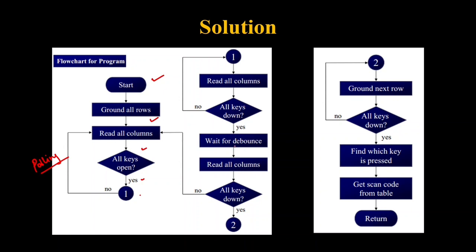We have a concept called debouncing in our keypad. If you press the key, what can you expect? If that key is pressed, it should give an input like this, right? If I press the key here and release it here, I expect a signal like this. But actually we will not get a signal like that. Instead we will have some other signal.